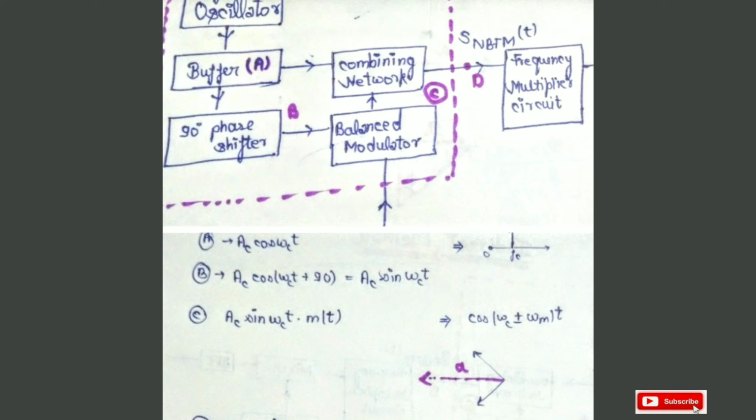Suppose we draw the vector combination of the upper sideband and lower sideband, then the resultant vector is given by A. Then the output of the balanced modulator, that is C, and the buffer output Ac cos ωct go to the combining network.